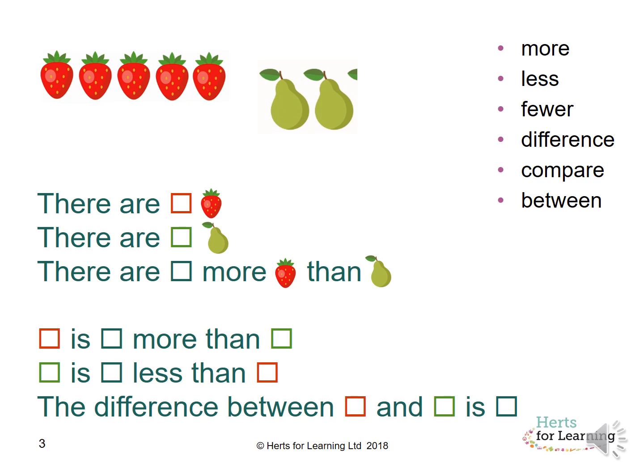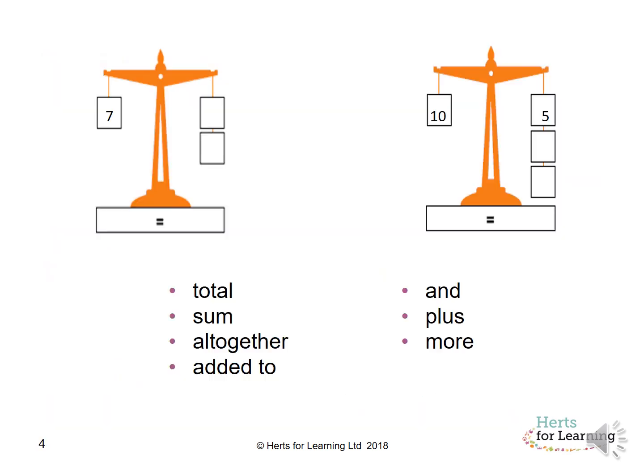So we have got 5 strawberries, we have got 2 pears, and there are 3 more strawberries than pears. So if we can put it into our sentence, we've got 5 is 3 more than 2, 2 is 3 less than 5, and the difference between 5 and 2 is 3. So we've compared those numbers there.